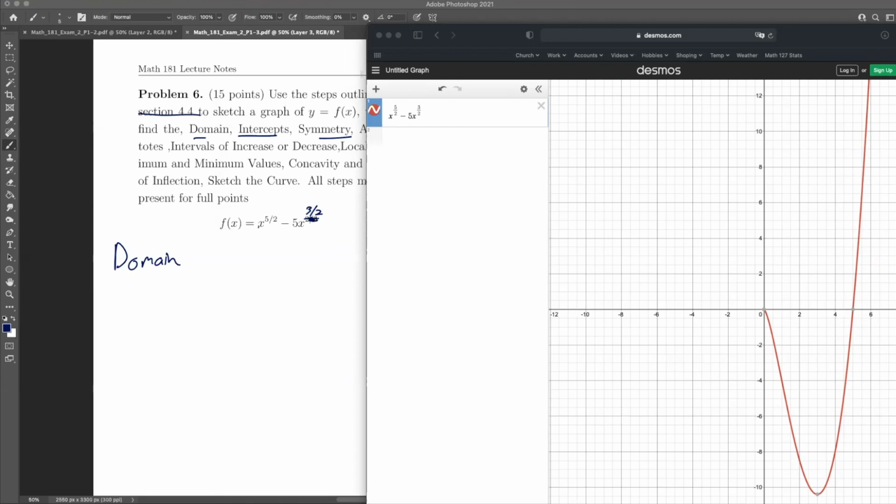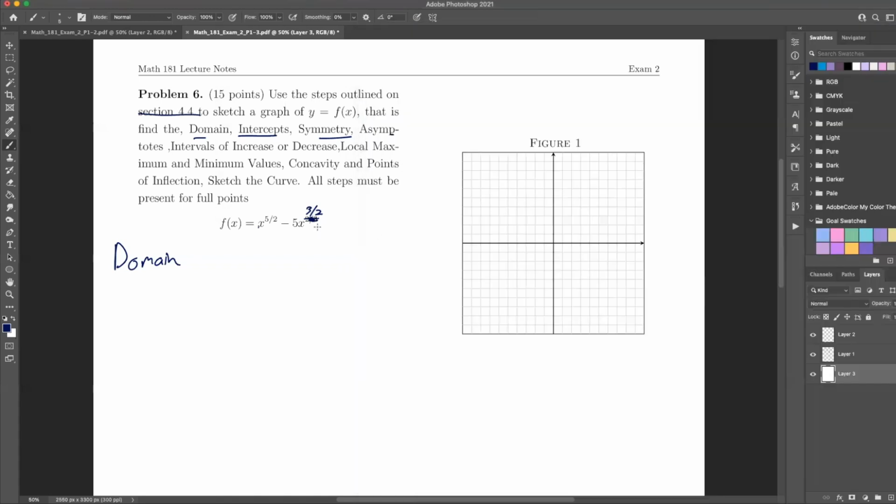Ah, that's what this is. This is not. Let me make 1. That's supposed to be a 3.